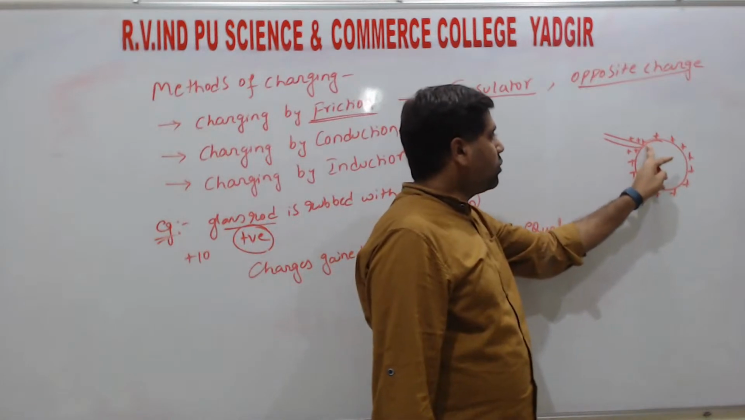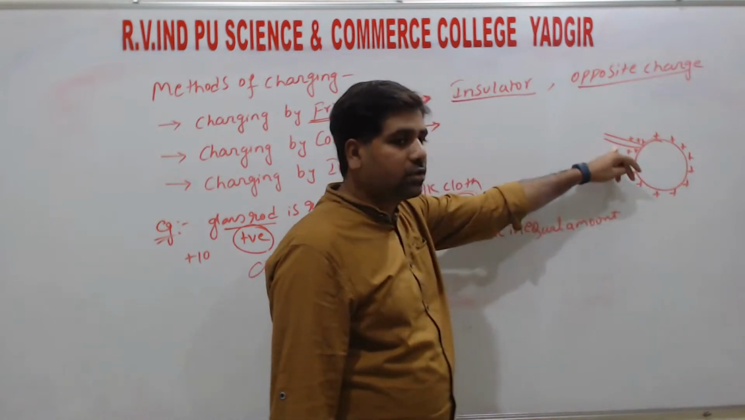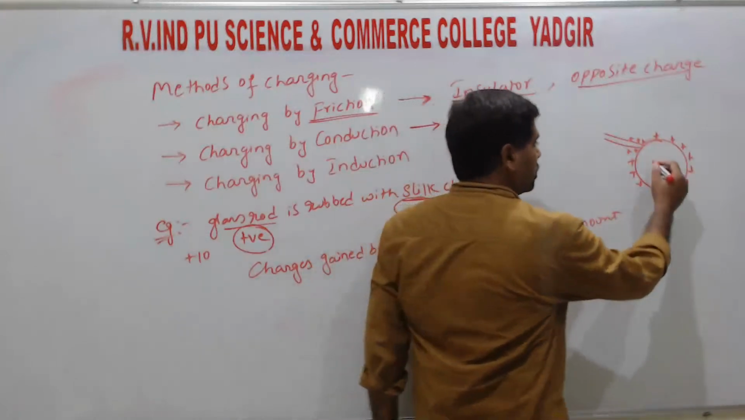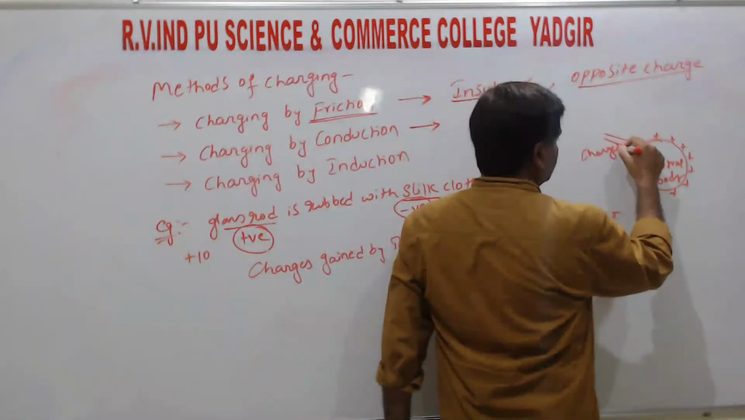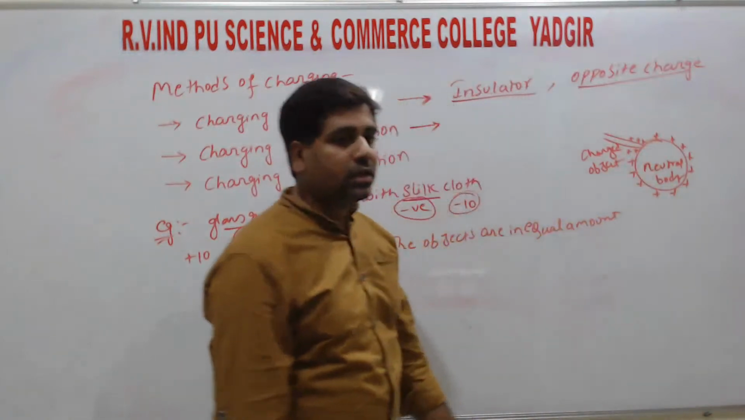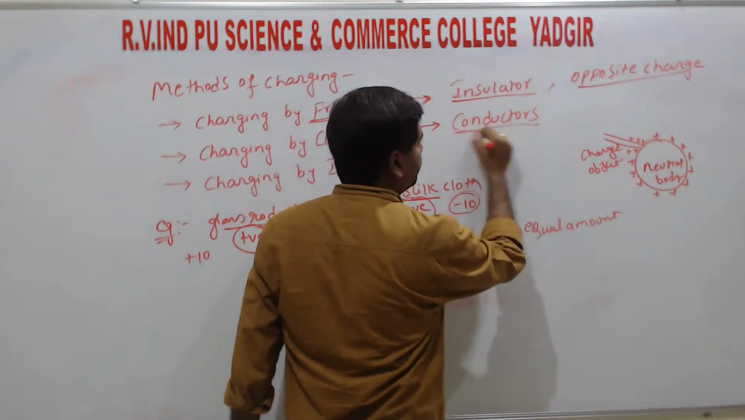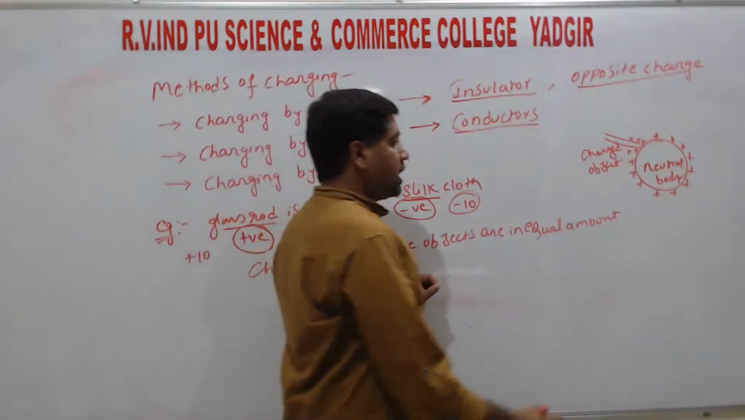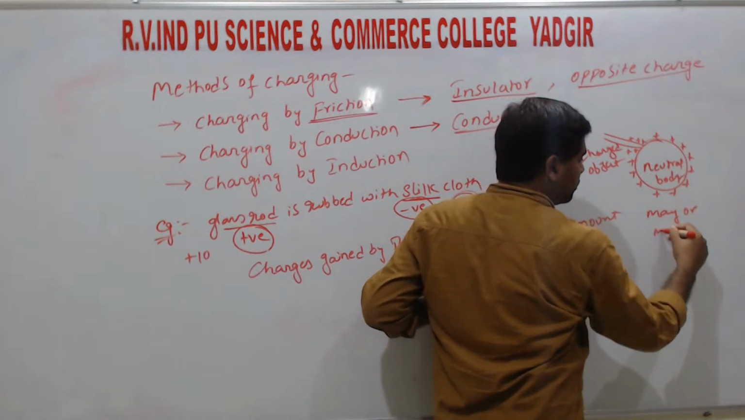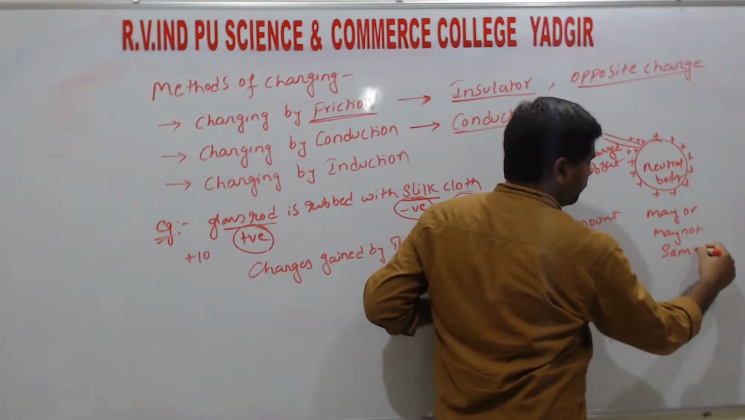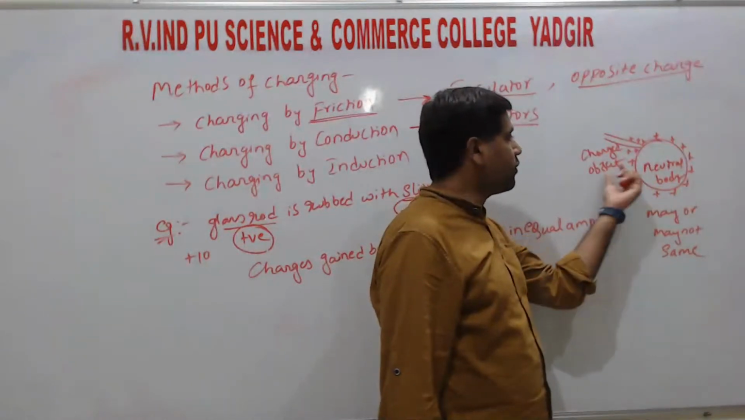Here we keep the two different objects in contact with one another. The uncharged body is charged when the charged body is in touch with the neutral body. This one is the neutral body or neutral object, and this one is the charged object. Conduction takes place in conductors. The distribution of charges may or may not be the same. The charges acquired by the neutral body may be the same as that of the charged body, or less than that of the charged body.